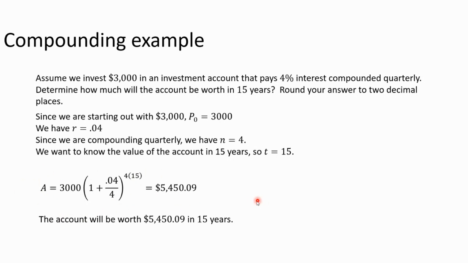You get $5,450.09. So that's this example. Again, it's quarterly, so that's why the N is 4. Are there any questions about this one? So I was going to do some others, then let everyone try some.